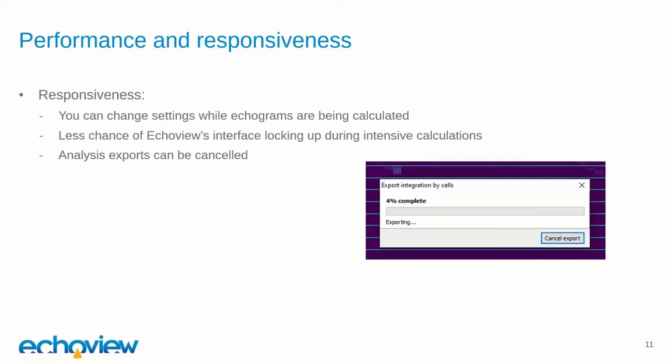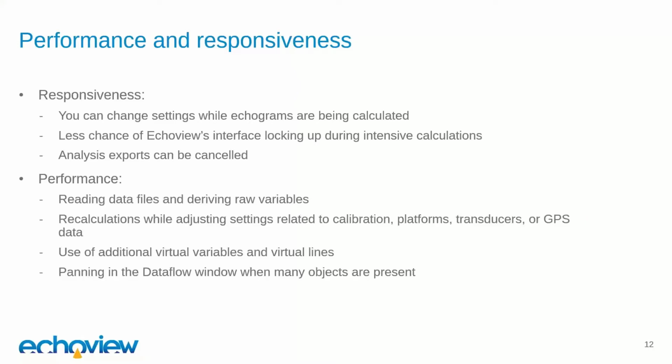It's just a really useful thing to do if you accidentally start your export for a really large file and realize there was one thing you forgot to do. You can click cancel now. Previous versions of EchoView, that wasn't possible. So this is currently done for analysis exports, and in future versions of EchoView, we'll extend this to other types of exports as well.